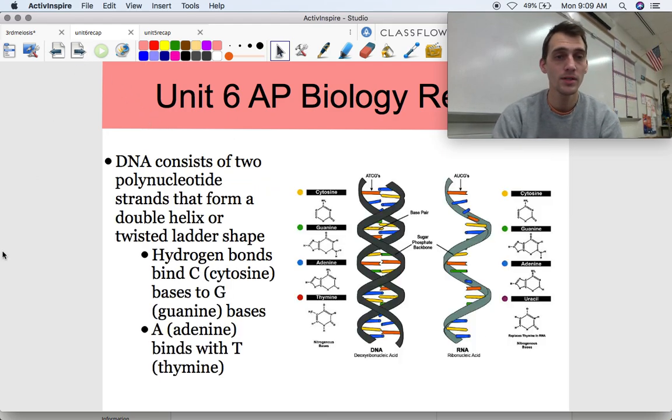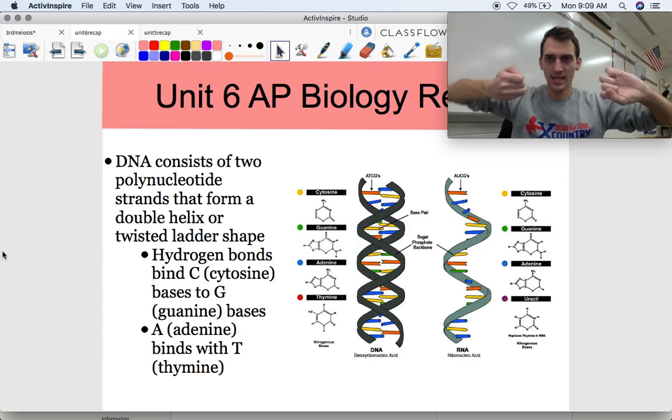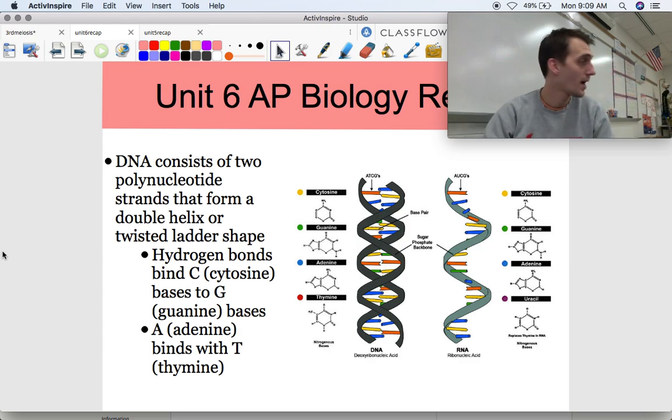DNA's overall structure consists of 2 polynucleotide strands that form a double helix or a twisted ladder shape. So if you take a ladder and imagine just going like this with it at either end, then you arrive pretty close to the overall shape of a DNA molecule.